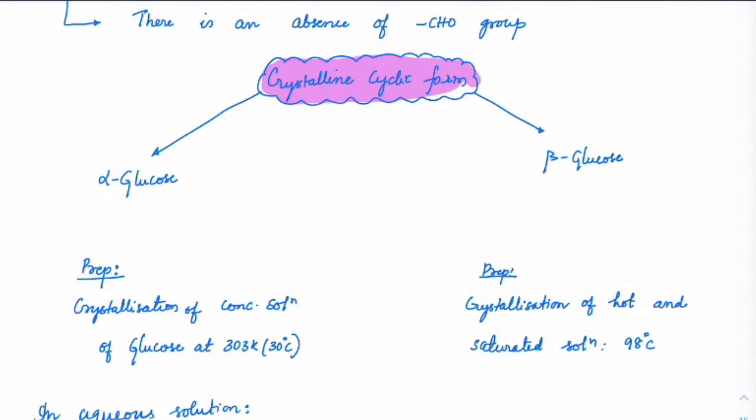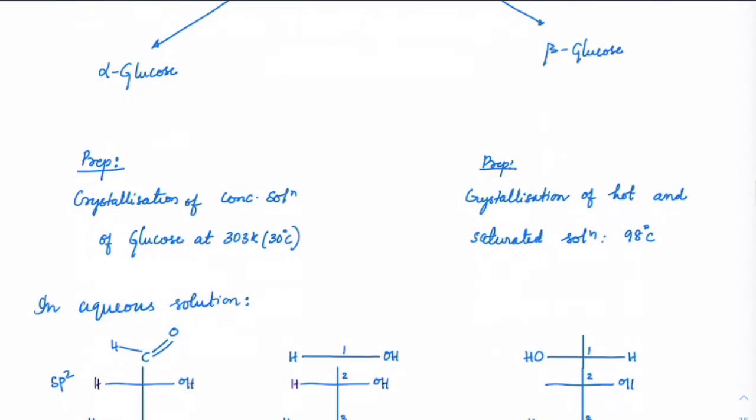When you isolate that cyclic structure and again form it into crystals, we will get an alpha glucose and a beta glucose, correct? If you take a high concentration of glucose and heat around 30 degrees, slowly glucose will start crystallizing as alpha glucose. But if you take a concentrated aqueous solution of glucose and heat up to 98 degrees, then crystallization is seen and we will have beta glucose formation. So we can make out that beta glucose will have a high melting point as compared to alpha glucose.